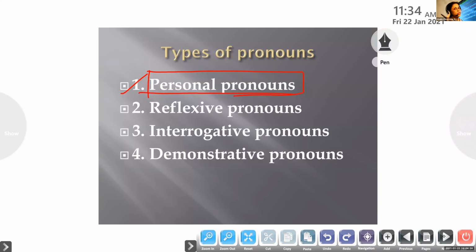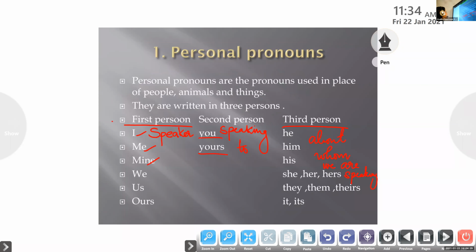Before we meet for the next session, I wanted all of you to learn this table thoroughly. I, me, mine, we, us, ours are the first person. They are the speaker. To whom I'm speaking to, that is you and yours, are the second person. About what are we speaking? About whom are we speaking? That is the third person. Okay, clear?